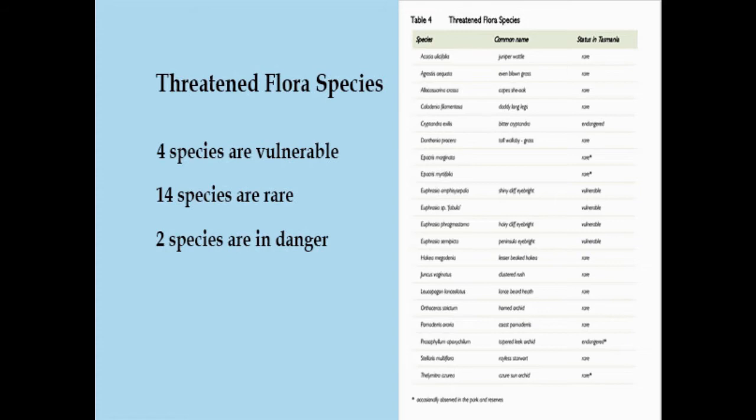The status of the species can be classified into vulnerable, rare, and endangered. According to the management plan of the park in 2011, there are 4 species that are vulnerable, 14 species that are rare, and 2 species that are endangered.